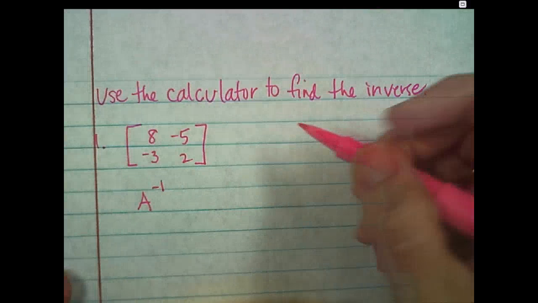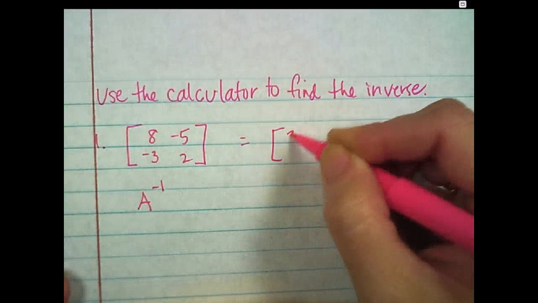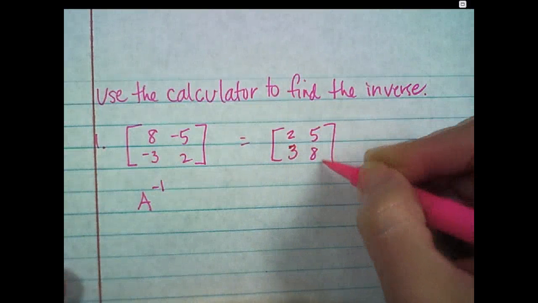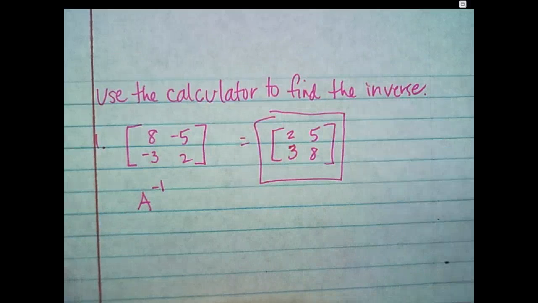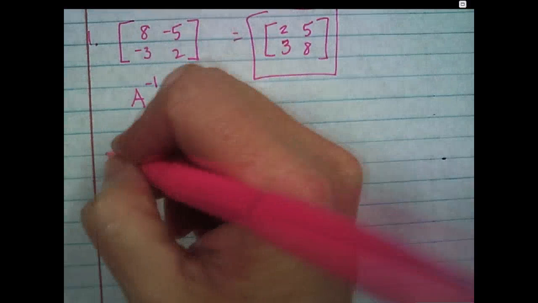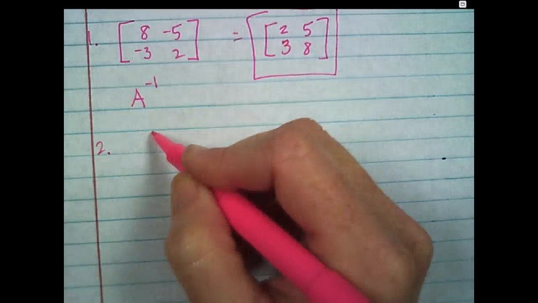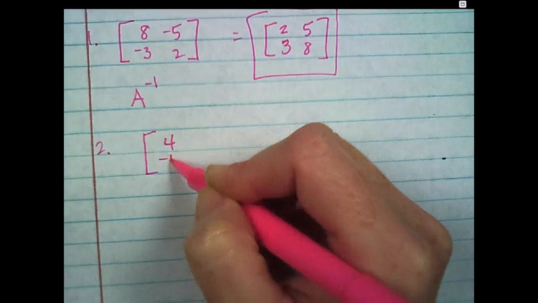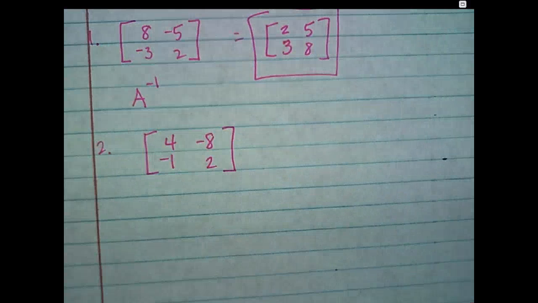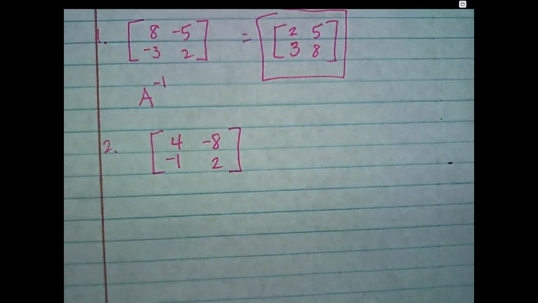And you can actually, if you wanted to make sure it works, you could multiply them together and see if you got the identity matrix. Okay, let's try number 2. Question. Number 2, 4, -1, -8, 2. Use your calculator to find the inverse.